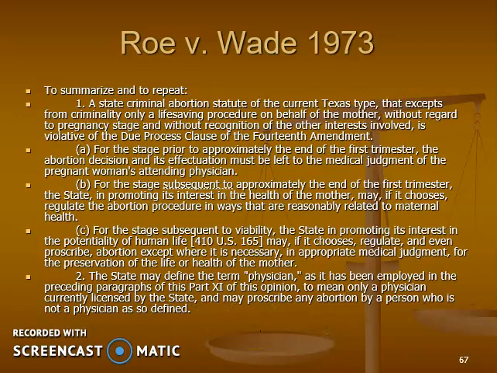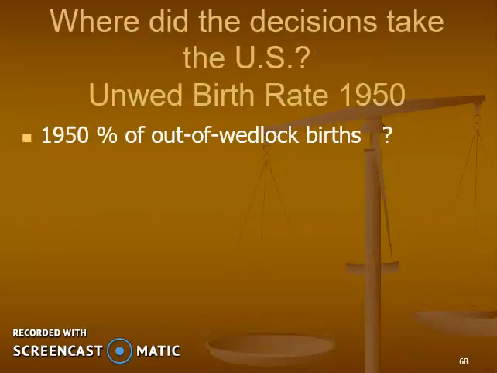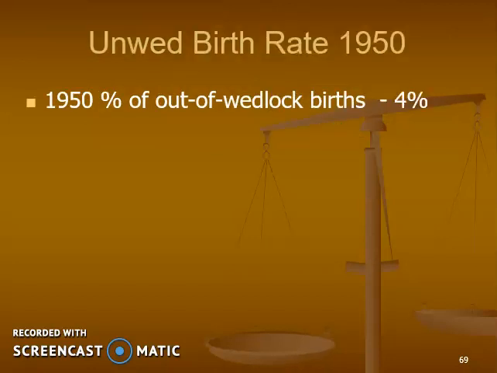So what did it all lead to? In 1950, what percent of births were out of wedlock? Just take a guess. What do you think? Okay, we're going to tell you now. 4% of births were out of wedlock. Wow, that's pretty low. That's good.